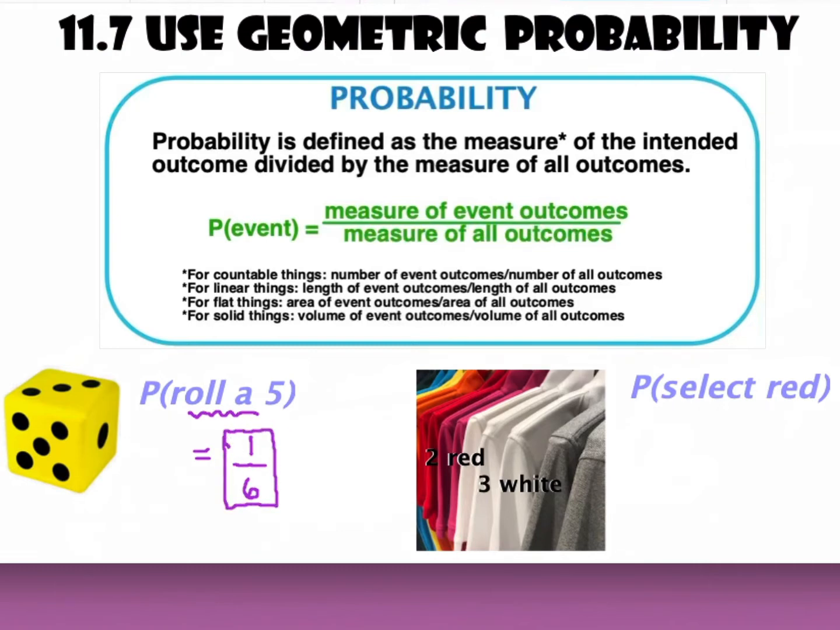Imagine in your closet that you had 2 red polos and 3 white polos, and you were going to randomly choose a polo for the day. What is the probability that you would select a red polo? So this is the event that we're talking about, selecting red. And so the number of red polos would be your top number, and the number of all polos would be your bottom number. Looks like 2 plus 3 would be 5 polos total. So the probability you're going to grab a red one is 2 out of 5.